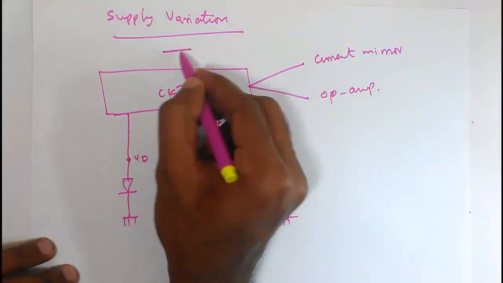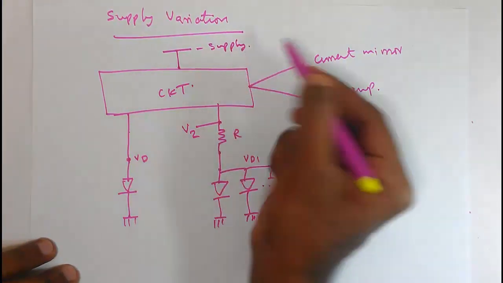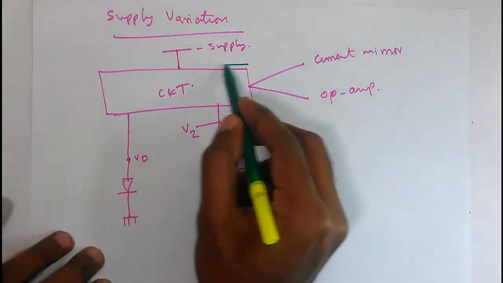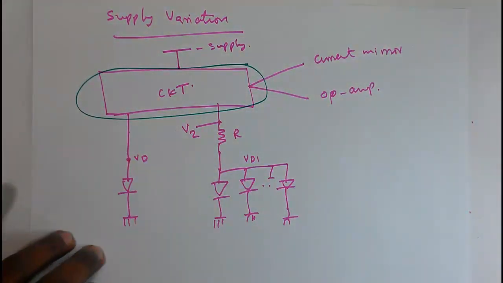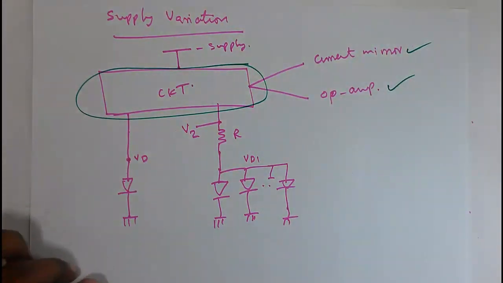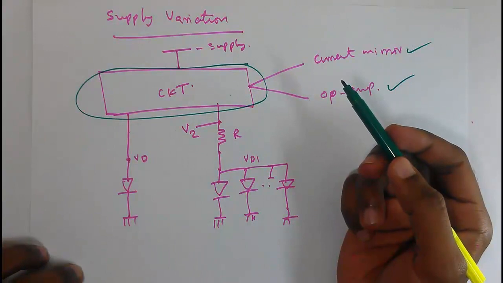And we are applying our supply voltage here. So this is the supply. So from the circuit point of view, the supply variation is rejected by this circuit. Whether it is a current mirror or an op-amp circuit, it doesn't matter. It is the duty of this circuit to eliminate the effect of supply variation.